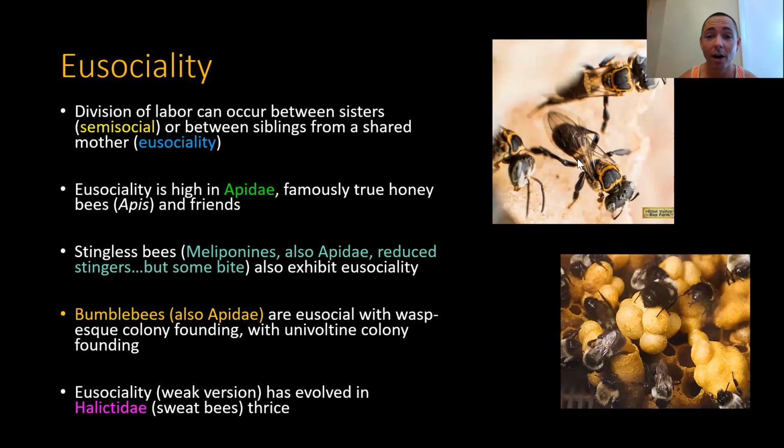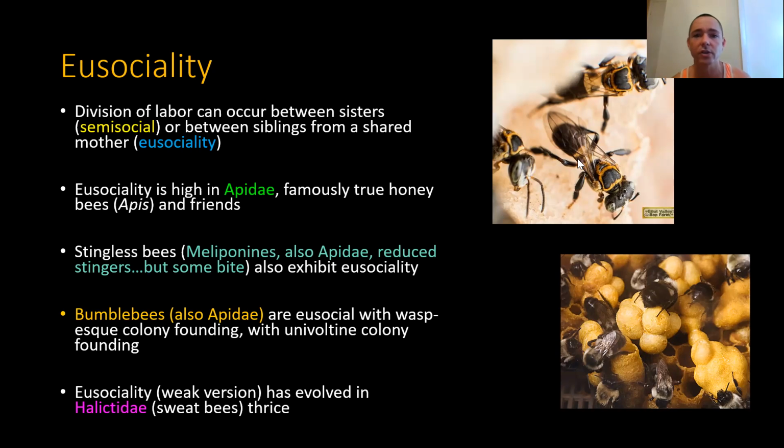Eusociality. Well, you know what eusociality is? Eusociality is defined here among honeybees a little more narrowly. So there still can be reproductive division of labor across bees that are not mother and child or siblings with a shared mother, which is the typical eusocial insect structure. But there can be reproductive division of labor among sisters in honeybees.